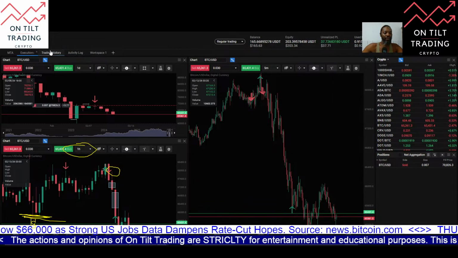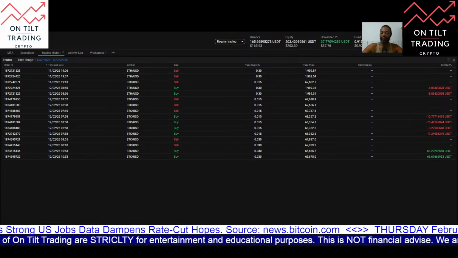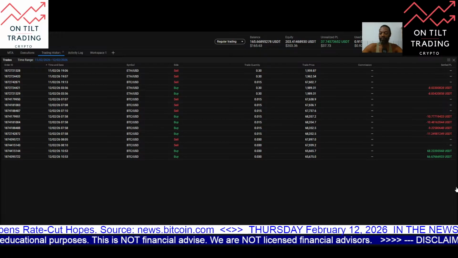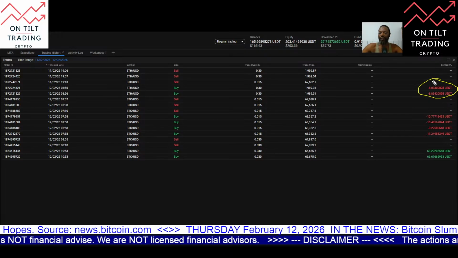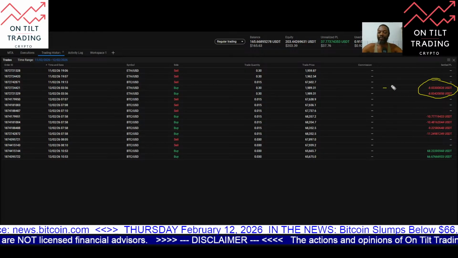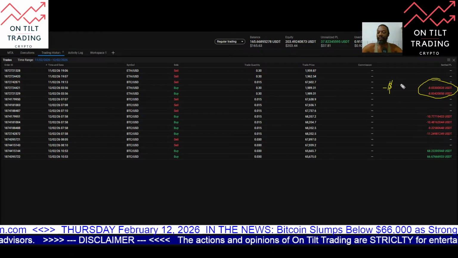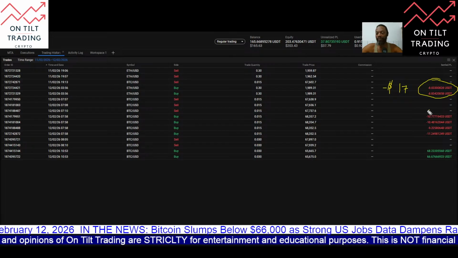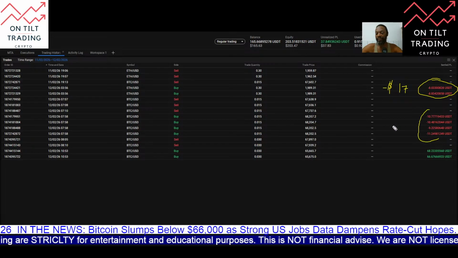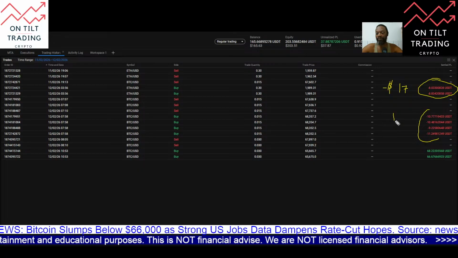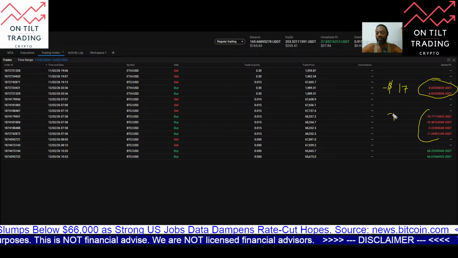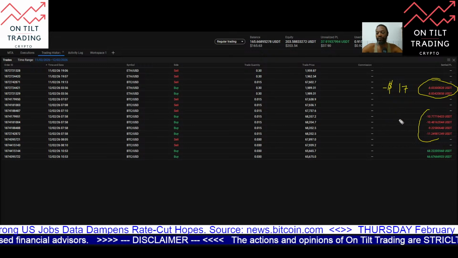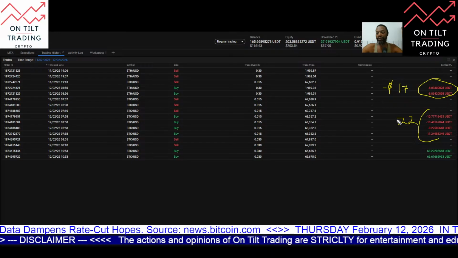Then for a look at my trade history, you can see this. This is the Ethereum trade that failed here. So this is minus, let's call it 17 here. And then here's the failed Bitcoin trade with the additions. So up here, this would be 22. These two positions here, I'm going to call these 11 each.